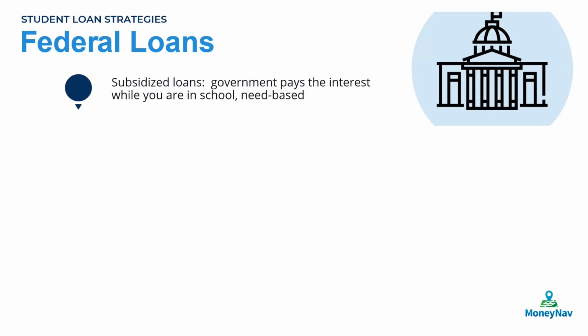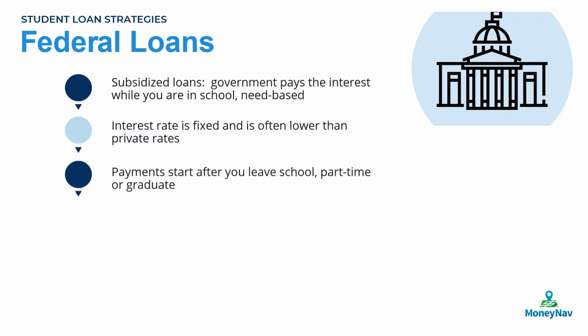The interest rate on federal loans is usually fixed, which means it doesn't change over time, and federal loan rates are often lower than those offered by private lenders. For both subsidized and unsubsidized loans, payments are typically deferred while you are at least a half-time student, although an interest payment is likely required in the case of unsubsidized loans.